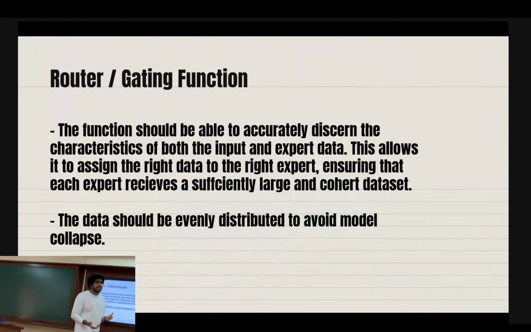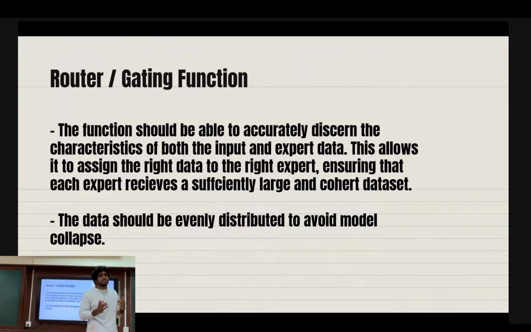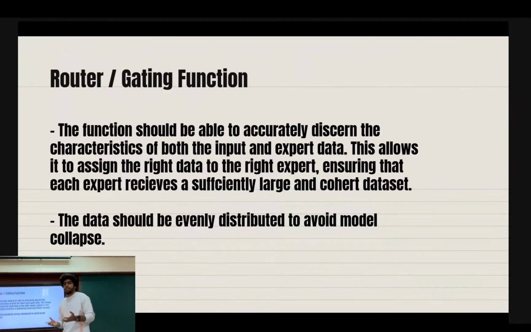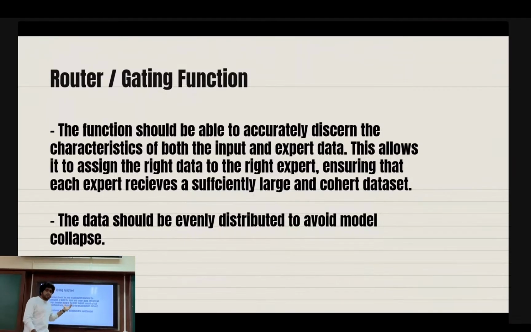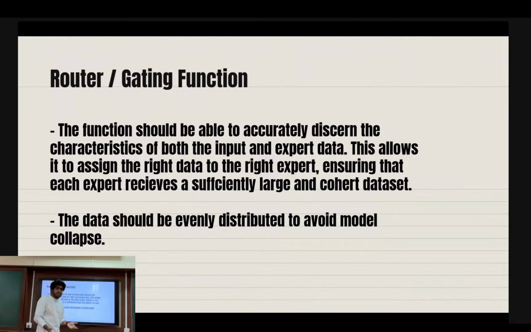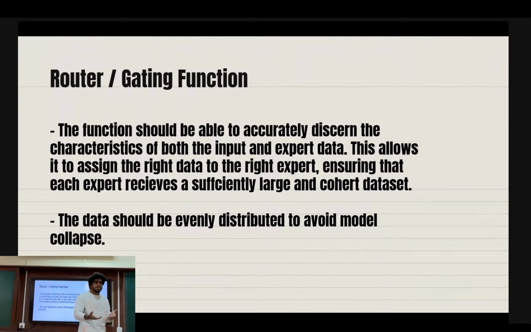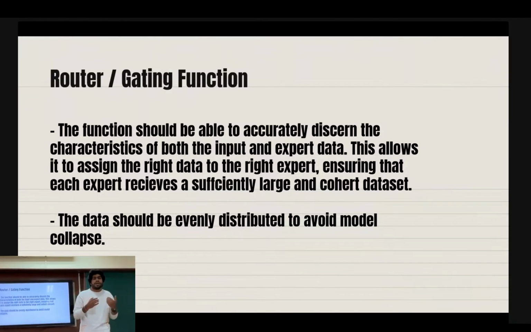You have the router or gating function. You have 256 experts. You're not activating all of them at the same time. Who decides which ones to be activated? Well, that's your router or gating function. That's like the coach of the team. You look at the opponents or your inputs and you decide your experts based on that.